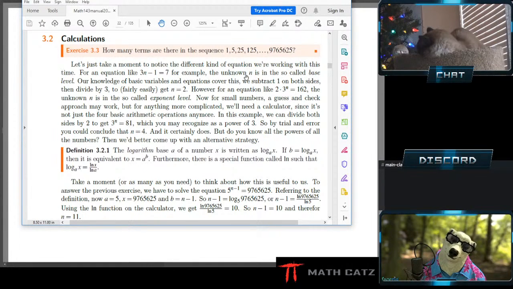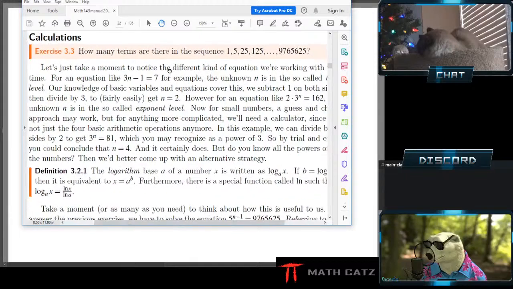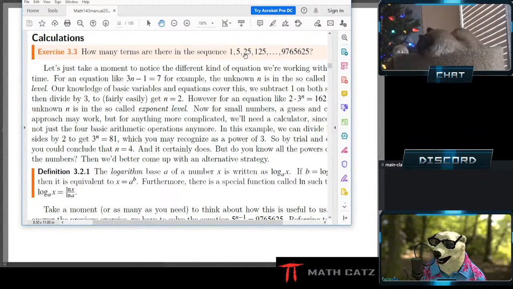Now, of course, the geometric sequence grows much faster for a ratio larger than 1. Well, in either direction, it just grows faster. It changes faster. But I have a similar question here in 3.3. How many terms are there in this sequence? And I clearly see this is a geometric sequence, right? I multiply by 5 every time. This is a geometric sequence, no doubt.